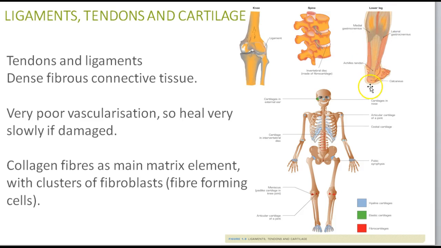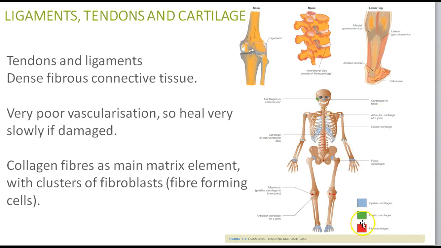And then we've got the one that everyone knows the most, the Achilles tendon, and that is attached to the calcaneus and the medial gastrocnemius and lateral gastrocnemius, which are two of the heads of the gastrocnemius calf muscle.